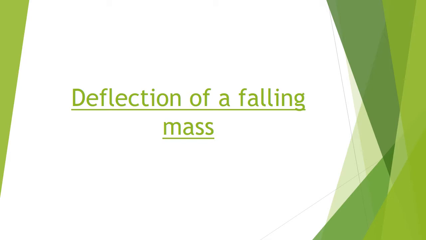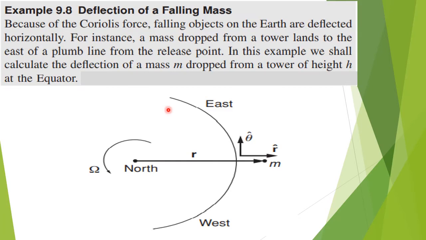In this video we will be studying the deflection of a falling mass. We have been studying the fictitious forces, the centrifugal force and the Coriolis force. Due to the Coriolis force, a freely falling mass on Earth gets deflected horizontally. So we are going into it. Because of the Coriolis force, falling objects on Earth are deflected horizontally.